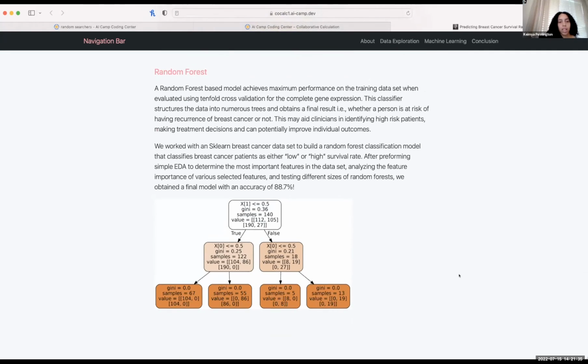So we worked on an sklearn breast cancer dataset to build a random forest classification model that classifies breast cancer patients as either low or high survival rate. After performing a simple EDA to determine the most important features in the dataset, analyzing the features and testing different sizes, we obtained a final model with an 88.7% accuracy.